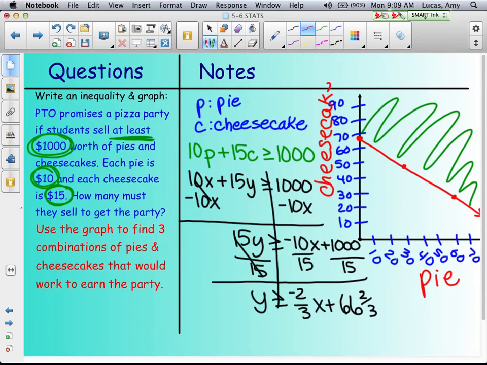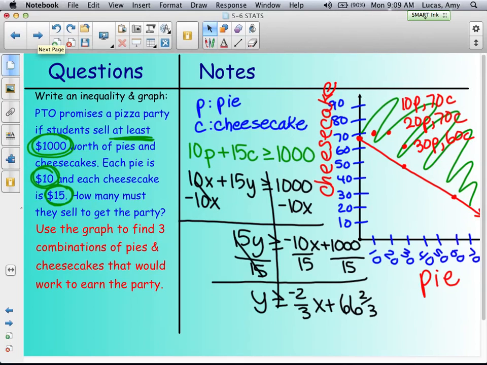So I am going to say that any points up here, so I'm going to say like 10, so we could go with 10 pies and 70 cheesecakes, that would work. Then I could move over and say 20 pies, 70 cheesecakes would work. Maybe I want to go with 30 pies, and 60 cheesecakes. So you see that there's kind of an infinite amount of solutions that you can choose from up there, but those are 3 that would work.